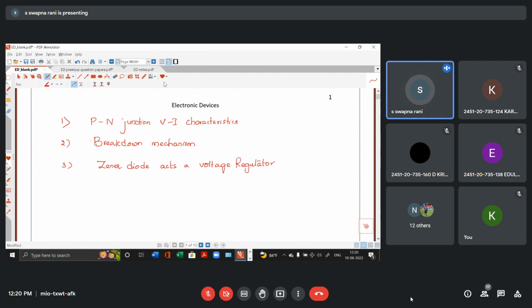And the other important topic we can make out is diffusion and transition capacitances, or we can say diode capacitances. So first we will try to cover these topics. Later on, if time permits, we'll see the problems on PN junction diode. Okay. So, PN junction diode.